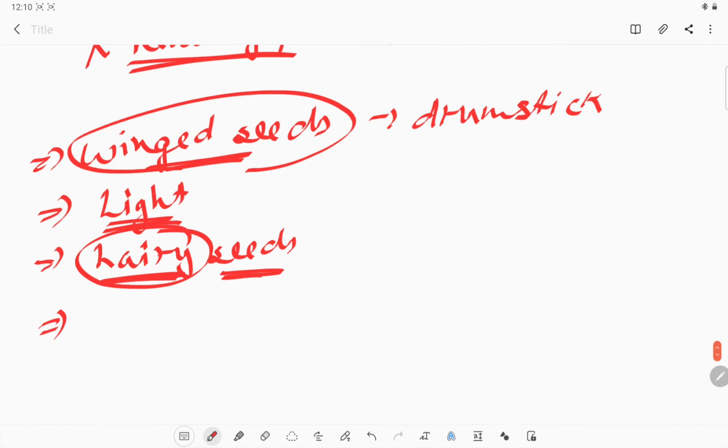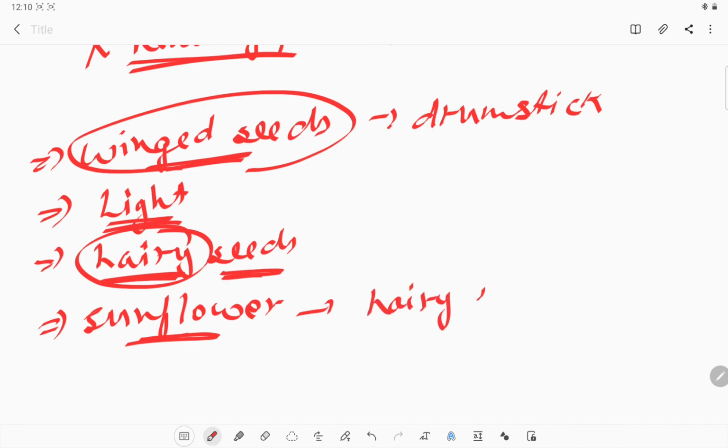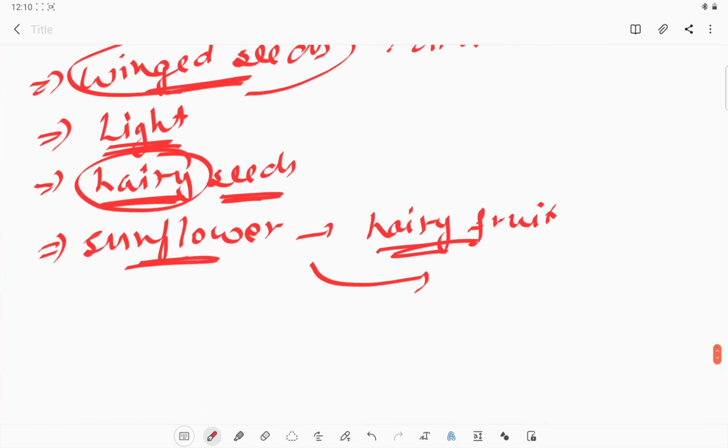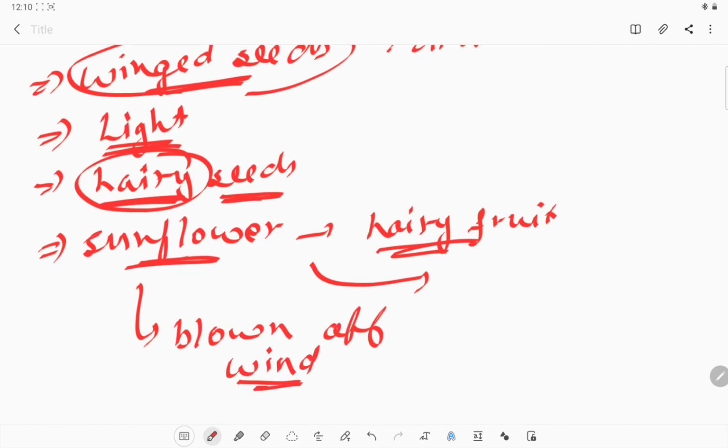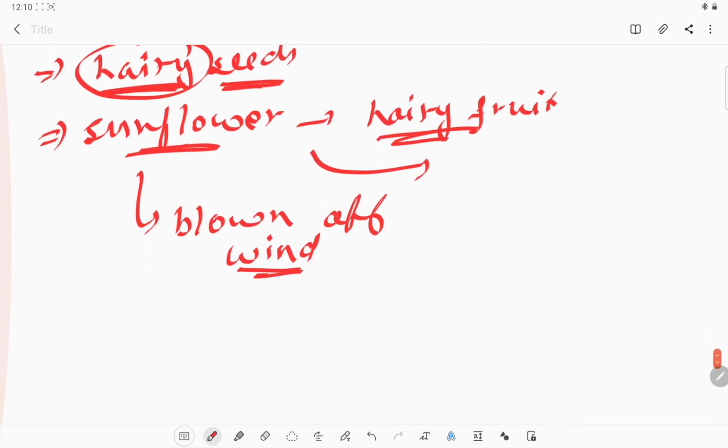In some examples, like the sunflower, what happens here is a hairy fruit. The fruit is kind of hairy, and that fruit can travel with the help of the air or with the help of any animal from one place to another. Mostly they are blown off with the help of winds, and from one place to another they can go.